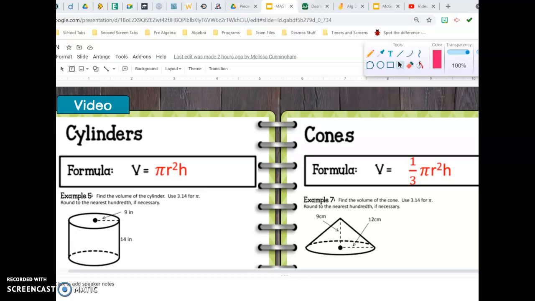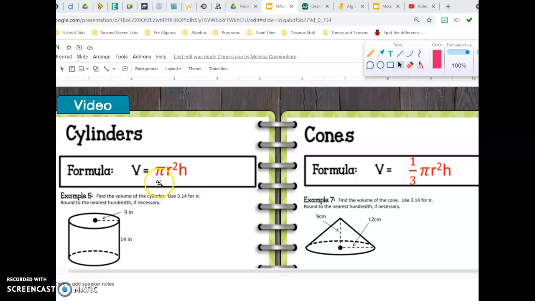Today we're going to look at some more volume, but today we're going to look at volume of cylinders and cones. So similar to the prisms and the pyramids, the volume is calculated by finding the area of the base and then multiplying it times the height. So in this case, for cylinders, the area is in the shape of a circle.